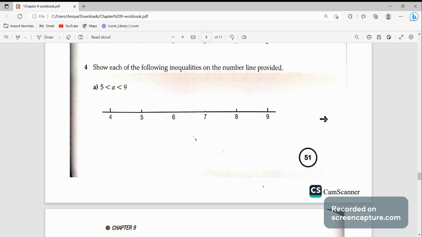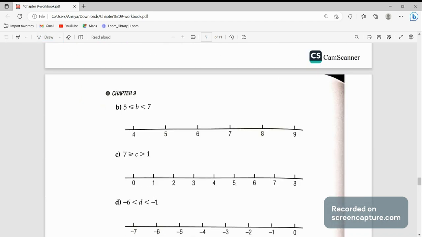Now show each of the following inequalities on the number line. 5 less than a less than 9. This means the value of a is between 5 and 9. So 5 is here, 9 is here. Between 5 and 9. Now is 5 included? No. Open circle. Is 9 included? No. Open circle. This is how we draw. It's simple work.